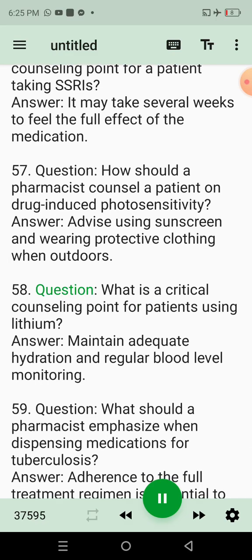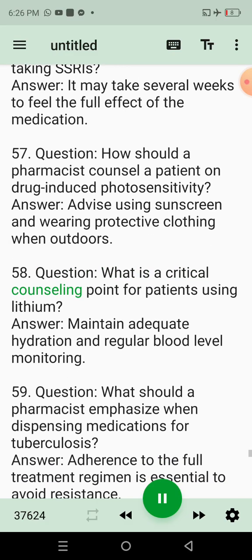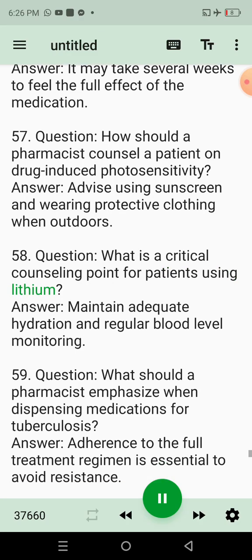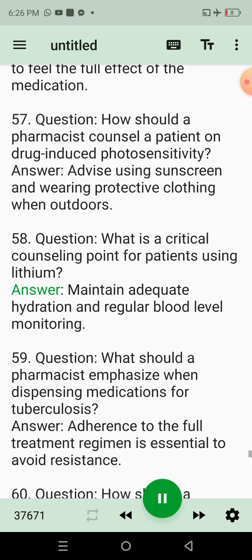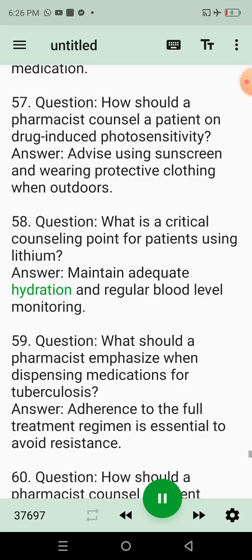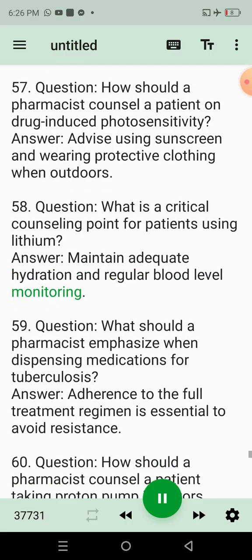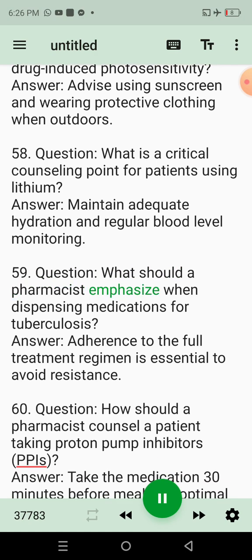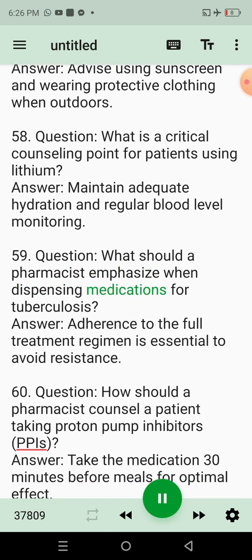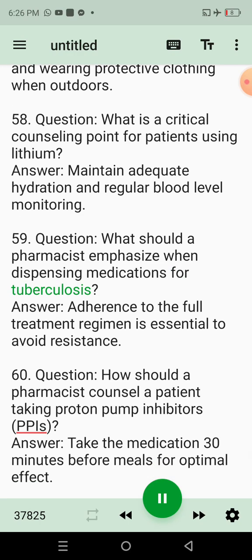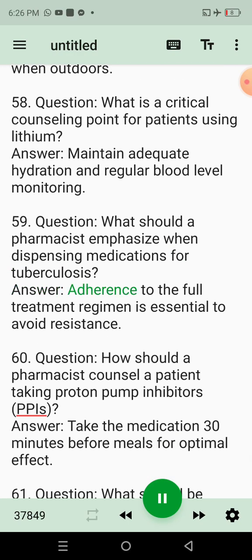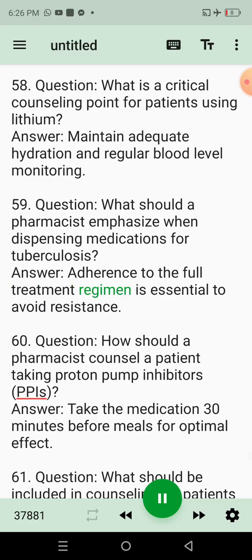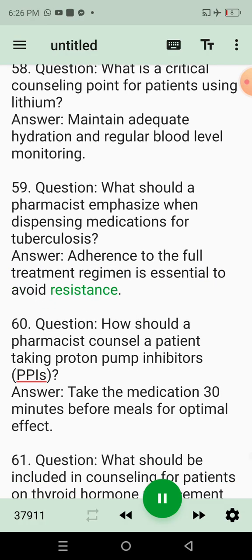58. Question: what is a critical counseling point for patients using lithium? Answer: maintain adequate hydration and regular blood level monitoring. 59. Question: what should a pharmacist emphasize when dispensing medications for tuberculosis? Answer: adherence to the full treatment regimen is essential to avoid resistance.